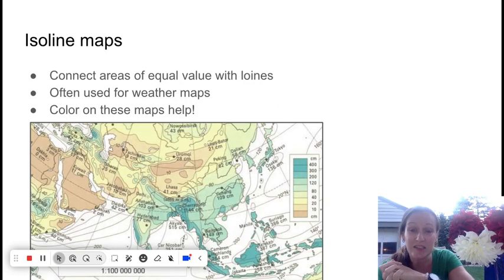Another one we have is isoline maps. This is different than a topographical map where you'll often see lines that show elevation, but these use isolines. It connects equal areas of value with lines. So this is often used in weather. Like in between these two lines, it might rain this much, or between these two lines, it might be between 70 and 80 degrees. They often also color these maps because if you just see the lines, sometimes it's hard to read. So it's really helpful when they color these isoline maps.